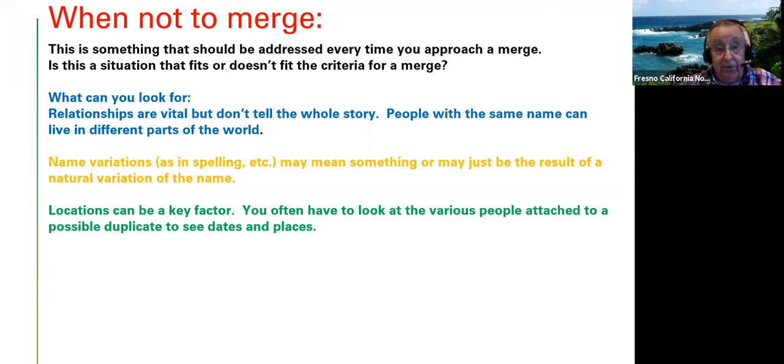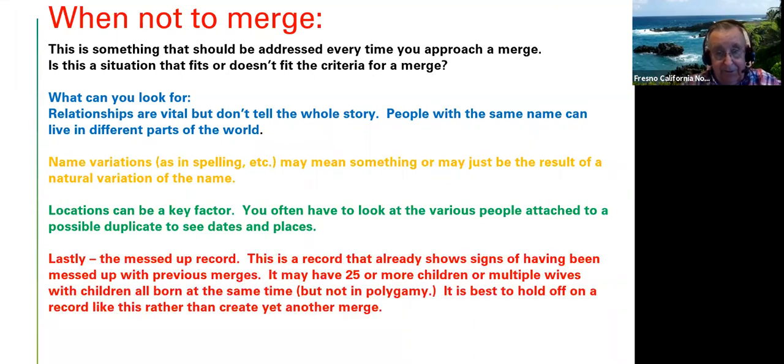Locations can be a key factor. You often have to look at the various people attached to a possible duplicate to see everybody's dates and places. And lastly, the messed up record. This is the record that already shows signs of having been messed up in previous merges. This is a record they're saying is a possible duplicate that might have 25 or more kids with multiple spouses and children born in the different families at the same time, but obviously not a polygamy family. It's best to hold off on those rather than create yet another merge which muddies the water even more, because that's a record that probably should be cleaned up before you do any merges.